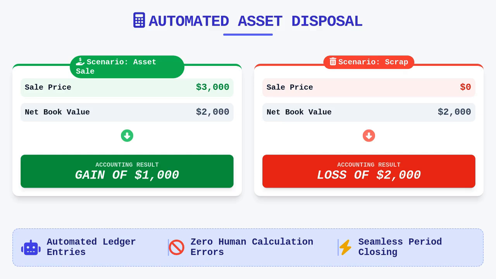This automated calculation is a powerful feature of the platform, as it eliminates the need for manual ledger entries that would otherwise be prone to human calculation errors during the end-of-period closing process.